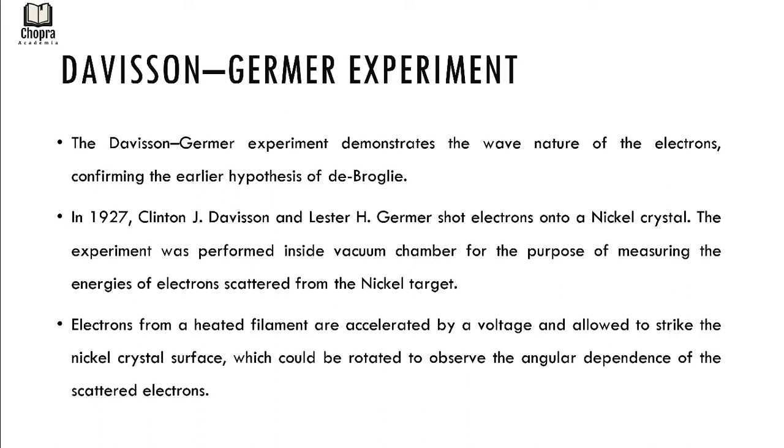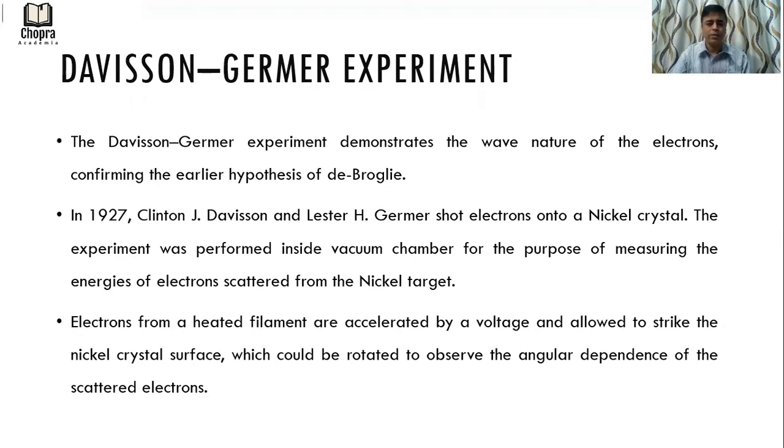In 1927, Clinton J. Davisson and Lester H. Germer shot electrons onto a nickel crystal. The experiment was performed inside a vacuum chamber for the purpose of measuring the energies of electrons scattered from the nickel target. Electrons from a heated filament are accelerated by a voltage and allowed to strike the nickel crystal surface, which could be rotated to observe the angular dependence of the scattered electrons.